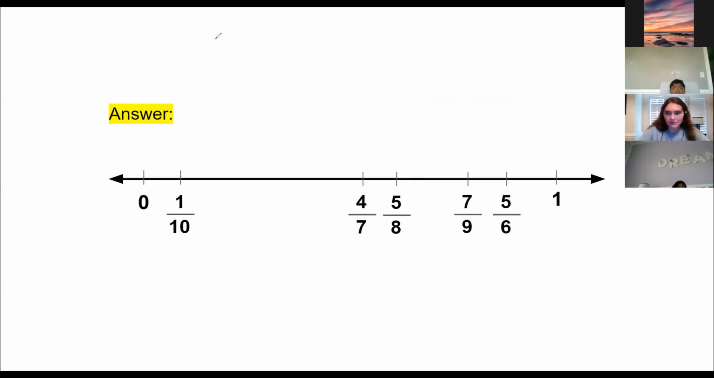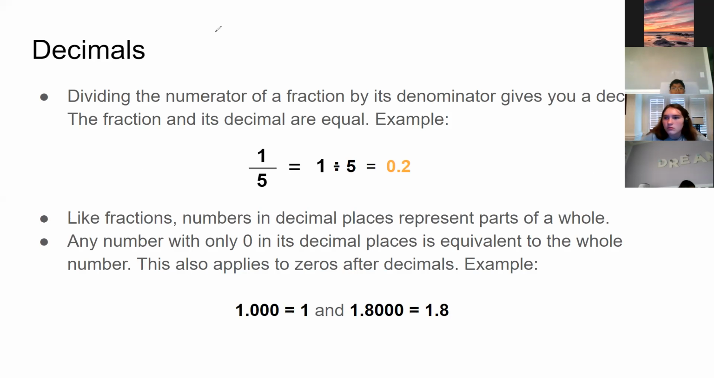Okay. I want to do this again, but with different denominators. I think we have another practice. Let's see. Okay, so dividing the numerator of a fraction by its denominator gives you, we're getting into decimals this time. So we've moved on from fractions. I think that's the last of fractions, and now we're going into decimals.